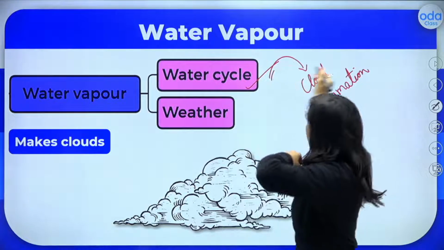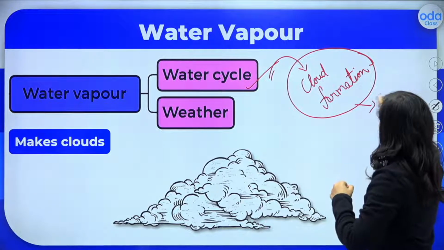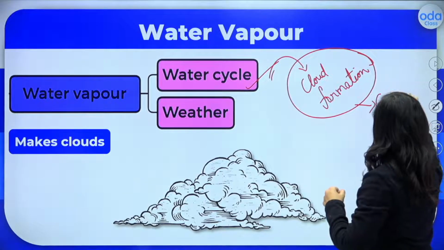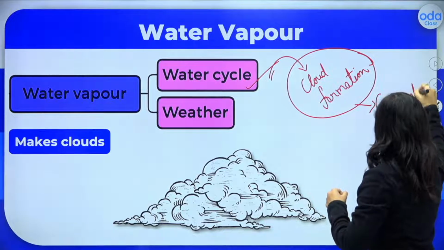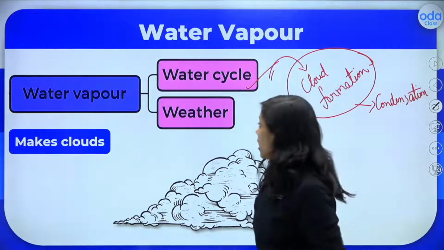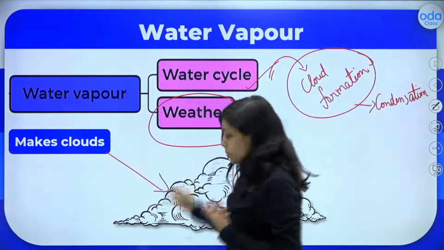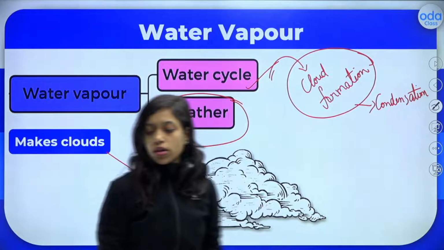Yes, so that is why water vapor is very important in cloud formation, and this process is called condensation. Okay, water vapor will be converted into liquid again. Then it is very important for weather. Yes, and as I told, it forms clouds. It makes clouds in the water cycle.